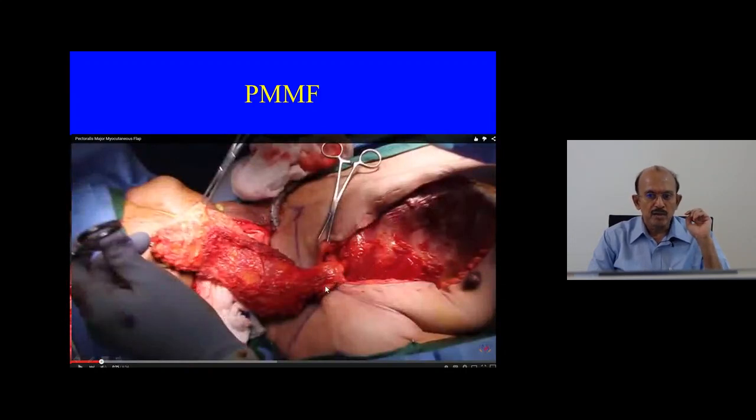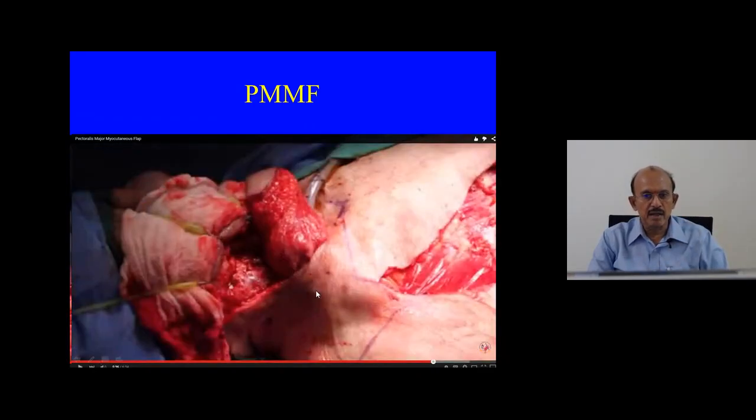So you can see, this is the pedicle, where the lateral pectoral artery is coming. This is the muscle, and to the muscle is attached the skin. So you take this muscle along with the skin into the neck, under the skin here. You make a tunnel under the skin and you take it here. You can see, this is the tunnel under the skin. So the whole muscle is taken up into the neck through this tunnel, and you place it in the raw area here.